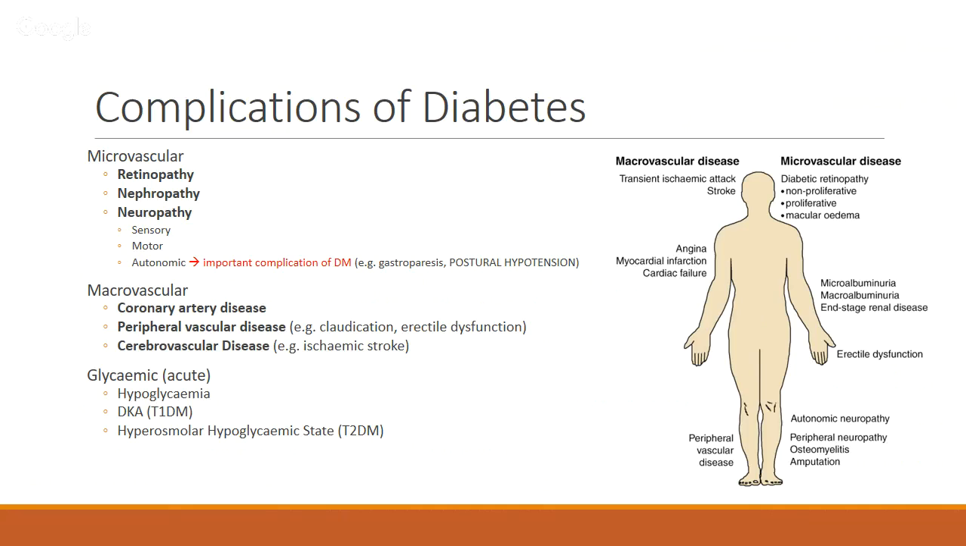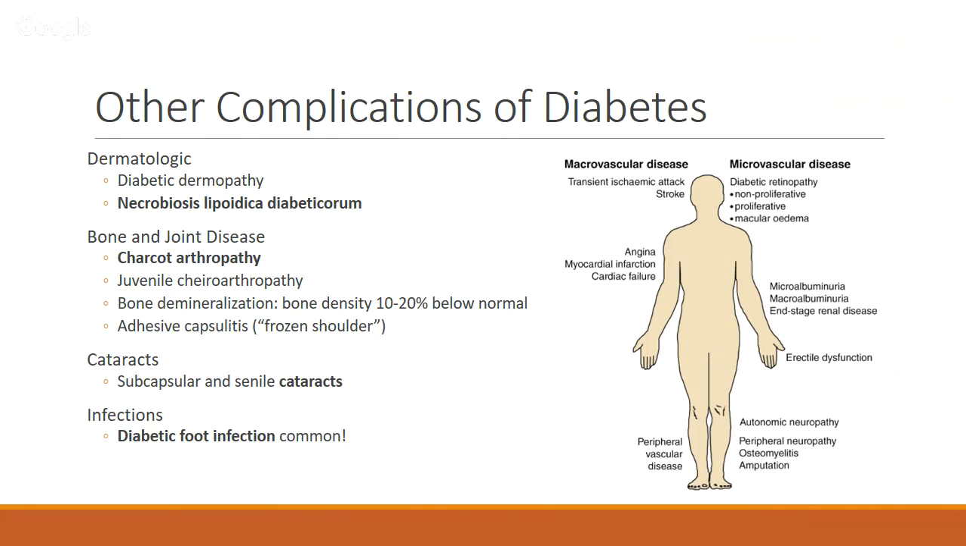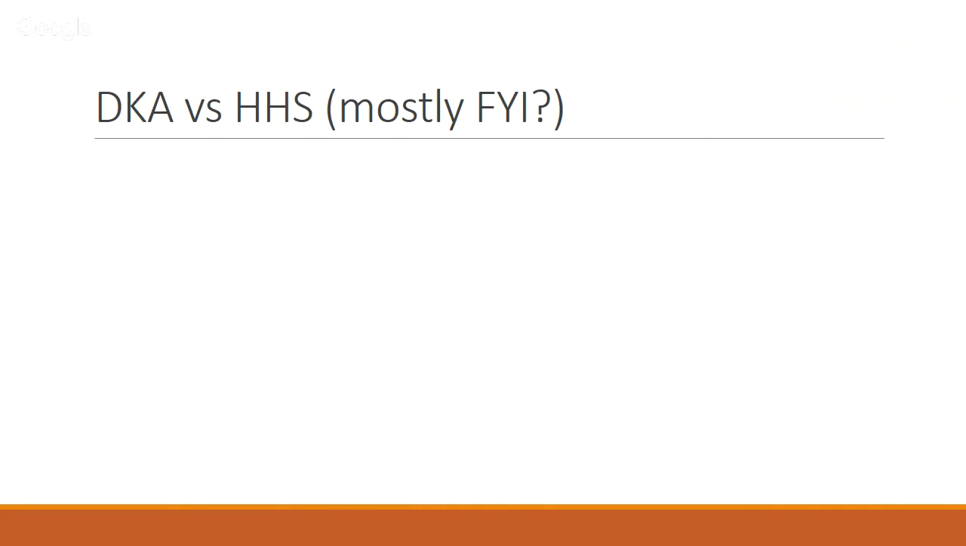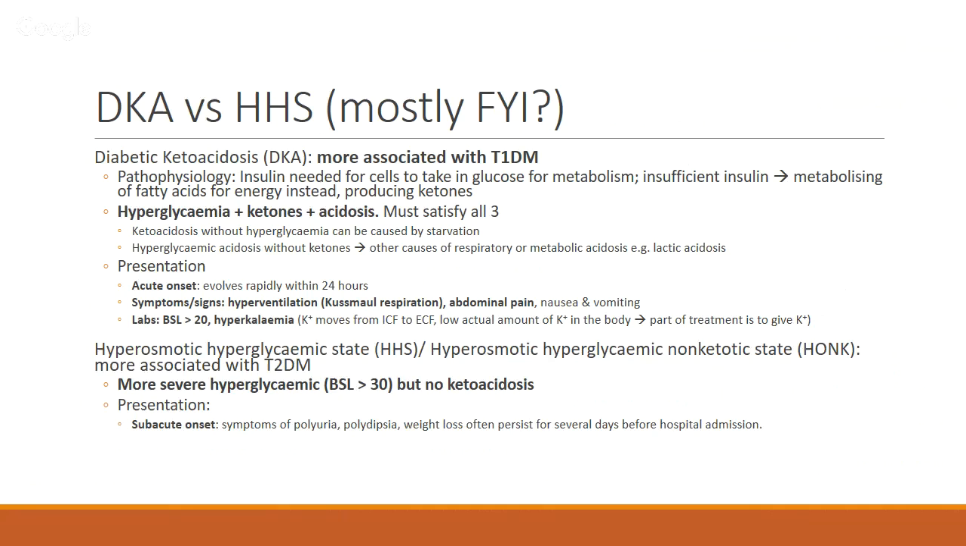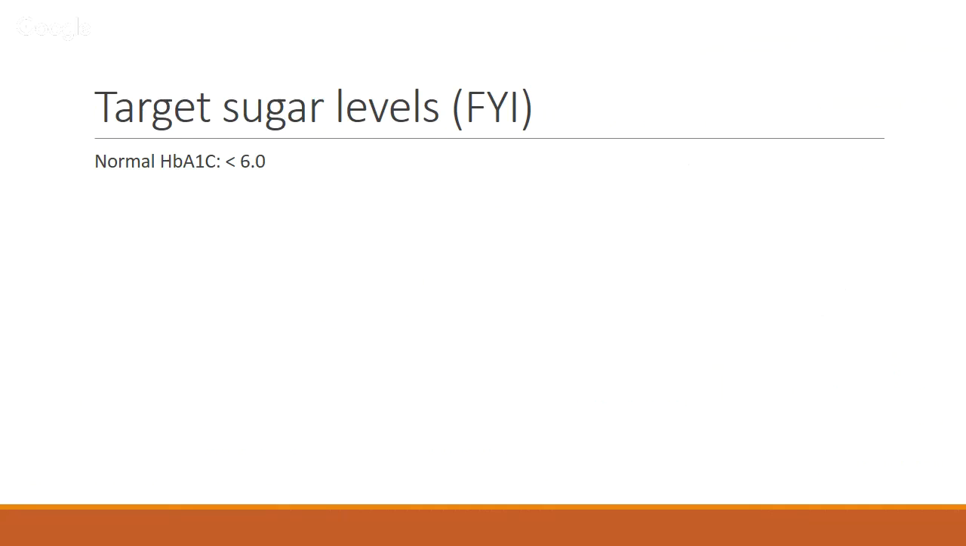Glycemic complications of diabetes tend to be acute. You can get DKA, diabetic ketoacidosis, in type 1, and HHS in type 2. And you can get hypoglycemia from medication, which lowers blood glucose. The only other complications you need to know are those found in both, and they're found in the OSCE, and the other ones are good to know, I guess. Okay, so DKA versus HHS. I'll come back to this later if I have time. If my laptop has time.